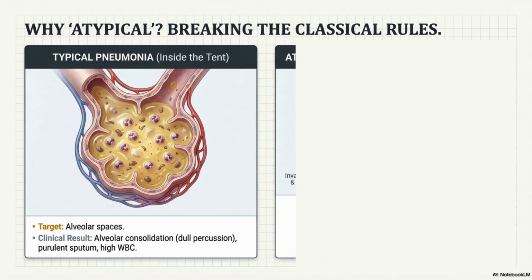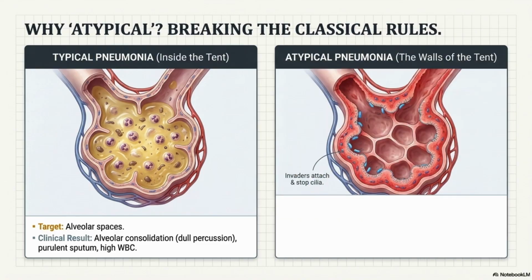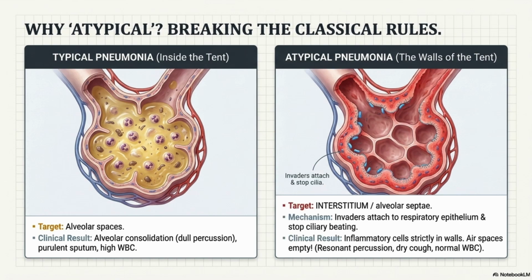Now contrast that with atypical pneumonia, which targets the walls of the tent. Its main target is the interstitium or the alveolar septae. The mechanism is that invaders attach directly to the respiratory epithelium and stop ciliary beating. The key clinical result is that the inflammatory cells are strictly in the walls, meaning the air spaces are empty. This perfectly explains the resonant percussion, dry cough, and normal WBC count we saw in our vignette.